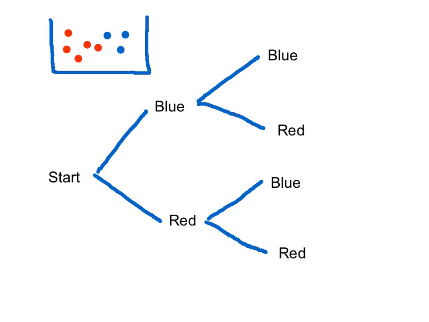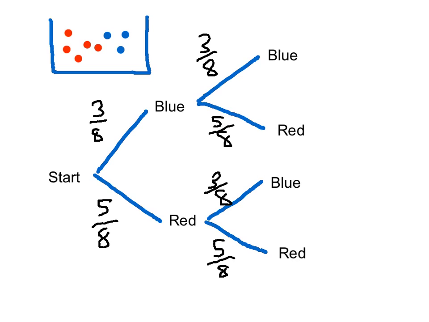Now looking at our original box of counters, there are 8 counters in total, of which 3 of them are blue. So the probability of getting a blue counter in the first pick is 3 over 8. Probability of getting a red counter is 5 over 8. And because we replace the counters each time, the probabilities on the other 2 sets of branches are the same, so we add those in as well. Notice in this case, the probabilities on the first set of branches are the same in both the second set of branches.